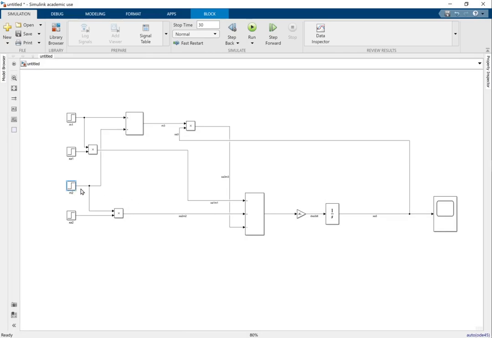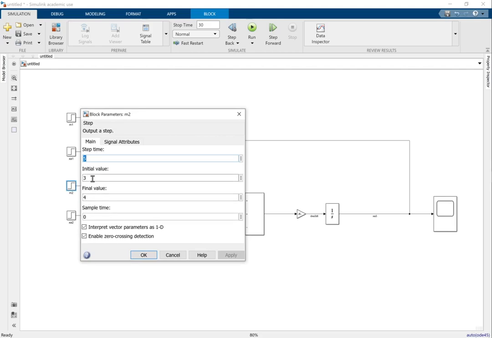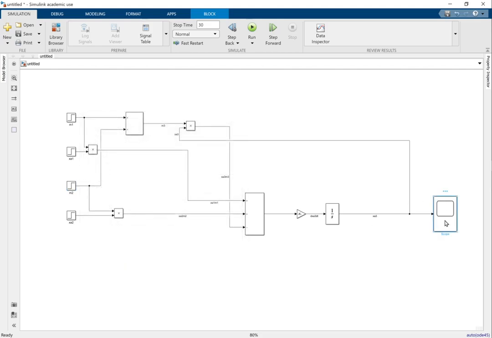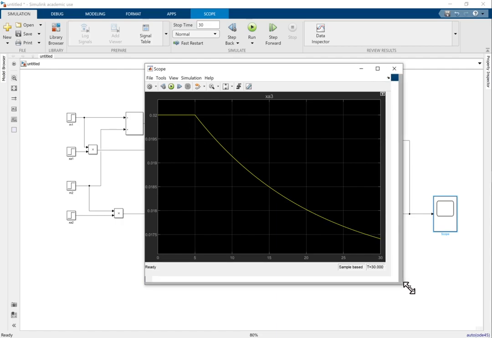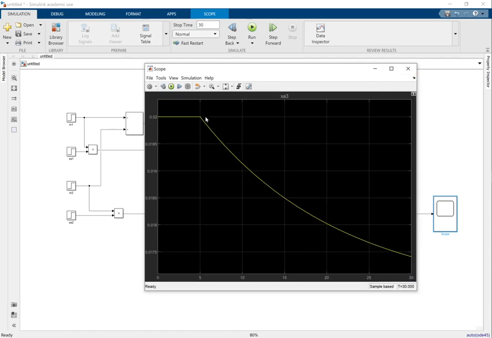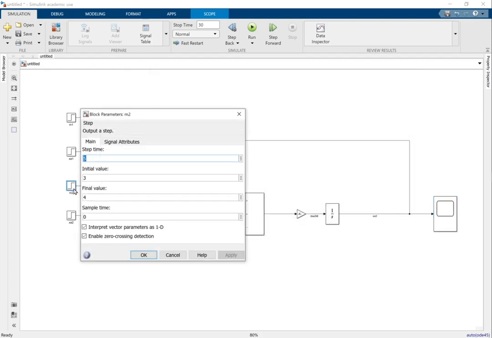Right, let's see what happens. So I stepped up my water flow rate from 3 to 4 kilograms per second. And as you can see, as expected, XA3 starts to go down. As I introduced more water, my system is gonna start becoming dilute. And you can see this is a first order response. The gradient is steepest at the time the function is stepped, and it becomes less steep as we go along.